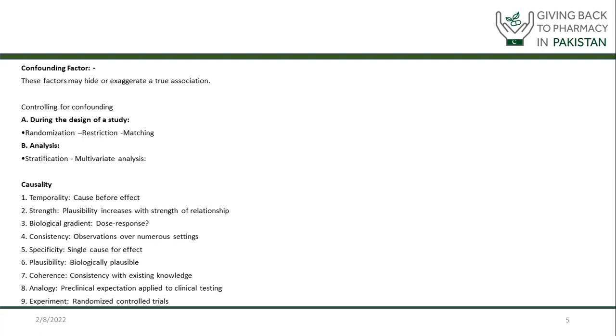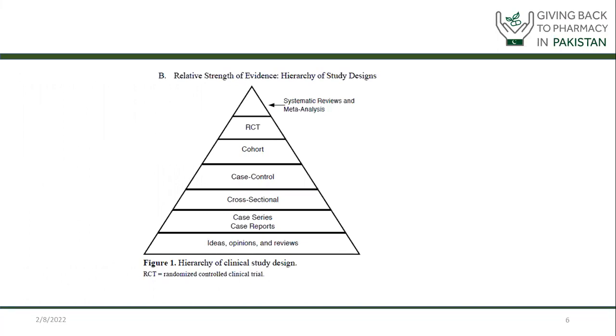Does it increase the strength of the relationship? Is there any biological gradient, like if we increase the dose, we have a better effect? If there is any consistency, specificity, plausibility, coherence, all of these we can study under causality. We try to find out the reason behind them. So this is all about the internal validity, the strength.